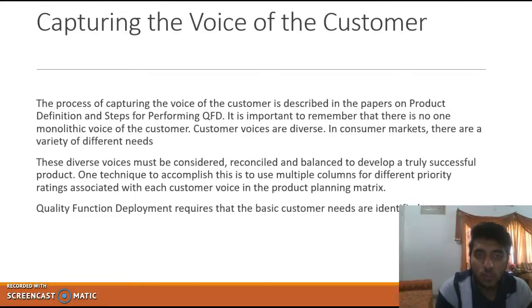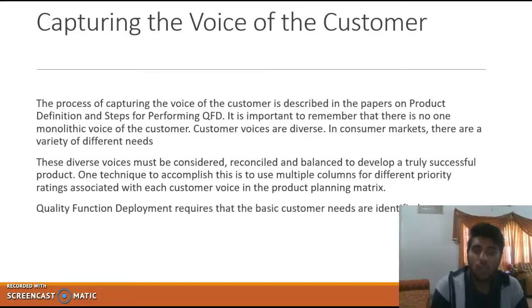The process of capturing the voice of the customer is described in papers on product definition and steps for performing QFD. It is important to remember that there is no monolithic voice of customer. Customer voices are diverse, so there is a lot of diversity. Customers have different tastes, different opinions, so there isn't a monotonous voice but different and diverse voices. In consumer markets, there are a variety of different needs. So these diverse voices must be considered, reconciled, and balanced to develop a truly successful product.